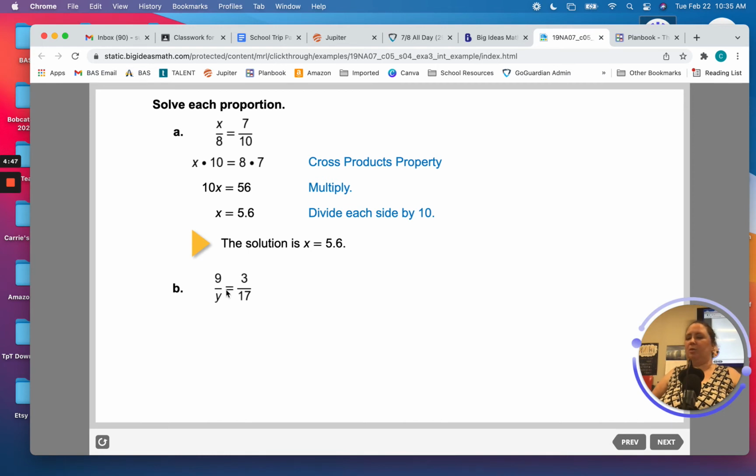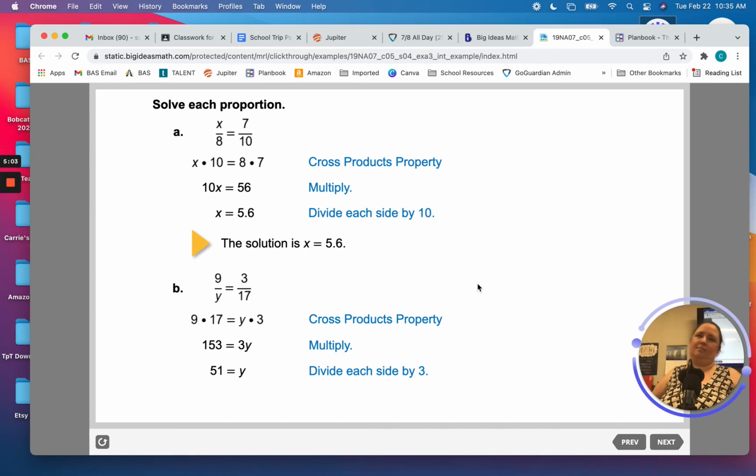Okay, let's do B. What are we cross multiplying? 9 times 17. 9 times 17 is what? 153. And then divide by 3 is 51. Okay, go do your try-its.